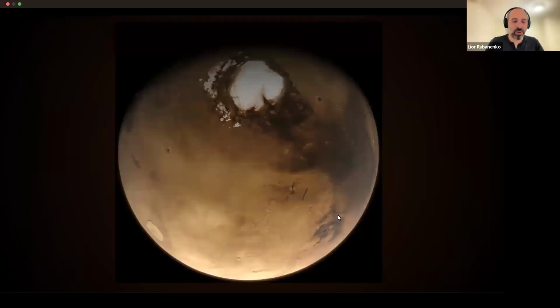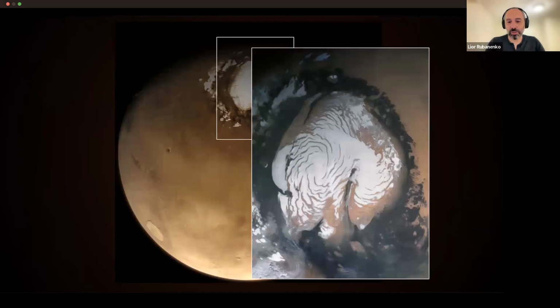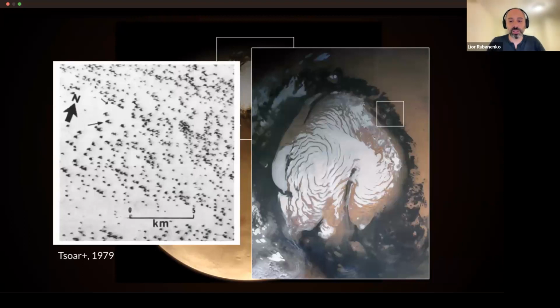So, as you all know, this planet needs no further introduction. This is Mars, and what's very apparent in this picture is, of course, its north polar ice cap. When we zoom in on this ice cap, we see that it's surrounded by this black substance. In 1979, a little before that, when the Viking spacecraft got to Mars, it noticed that this black substance is not at all coherent. It's actually composed of many dunes.